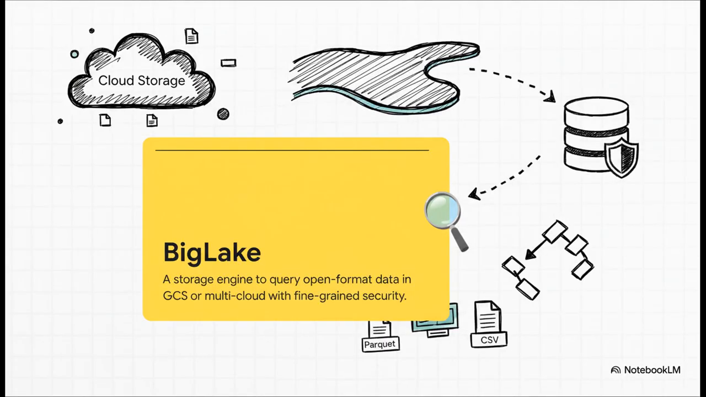Next up, we've got BigLake. This is your ticket to a modern lakehouse architecture. The big idea here is that it lets you query files sitting right in cloud storage, like Parquet or CSV files, as if they were just native BigQuery tables. You get all of BigQuery's awesome row and column level security. And the best part? You don't have to move a single byte of data.